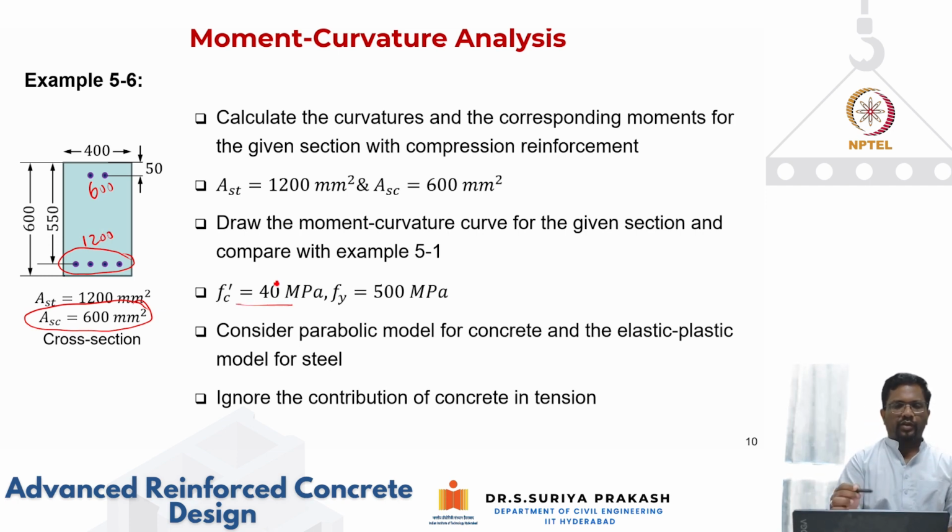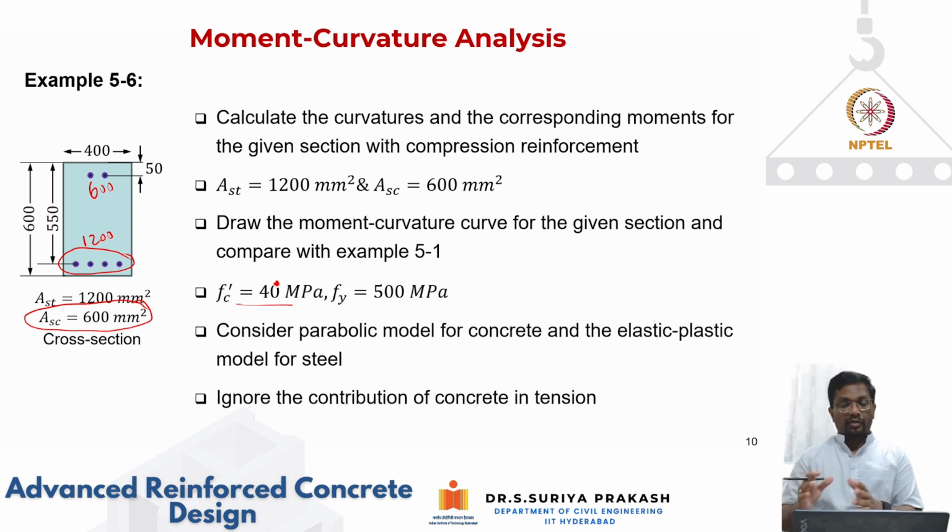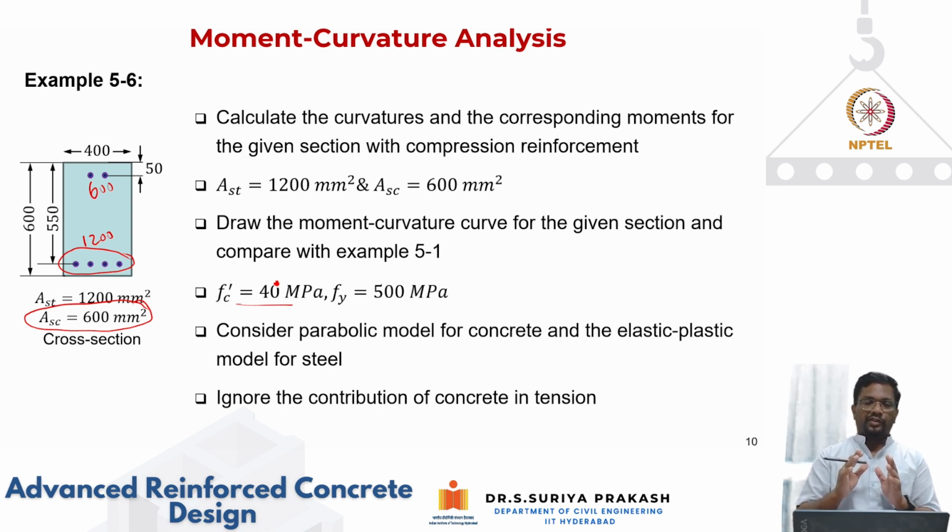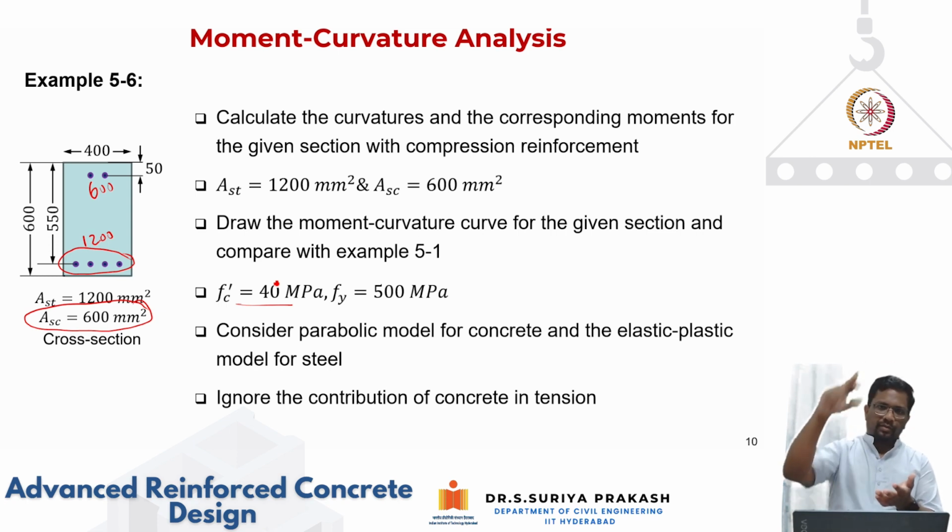Again, we are keeping exactly the same F prime C of 40. And what is F prime C? It is the cylinder compressive strength of concrete, which is different from your cube strength and your characteristic strength. In the next part of the module, we are going to talk about how the IS code design stress strain curves can be used to do the calculation. So we will do that in the next part. But in this part, we are using the actual stress strain curve. When you test a cylinder in the lab for 40 megapascal, you will get a close to parabolic model.